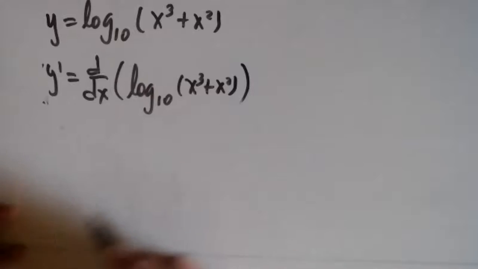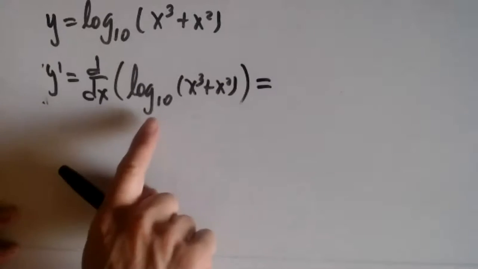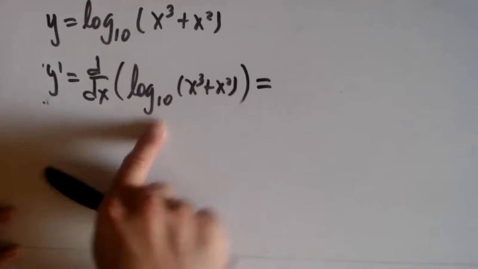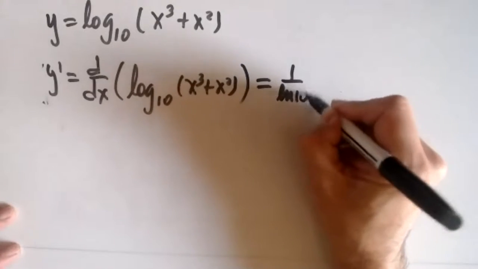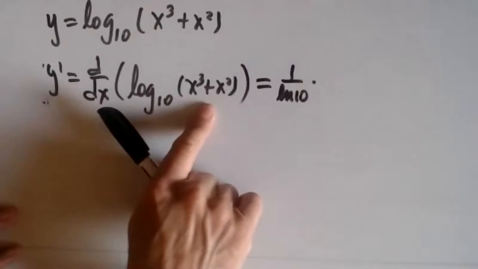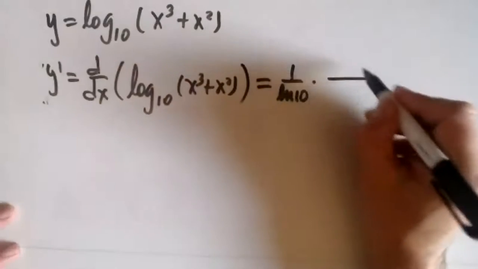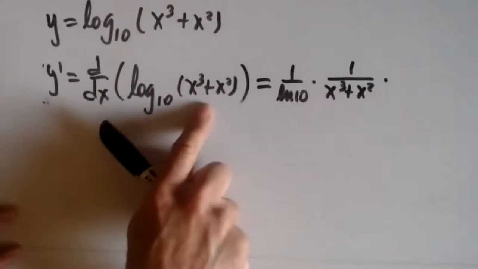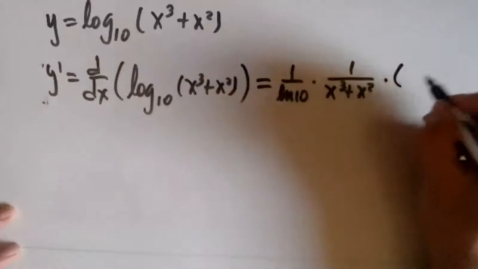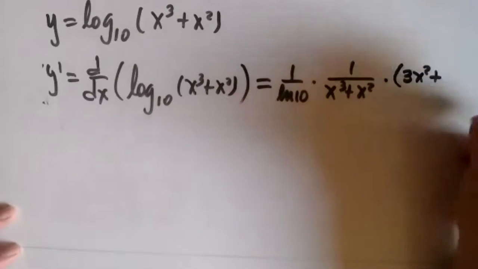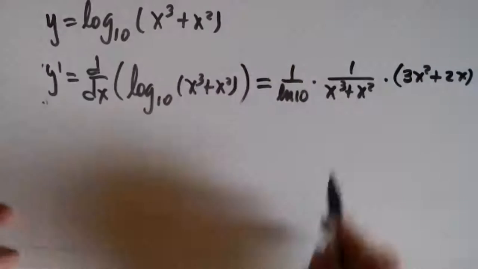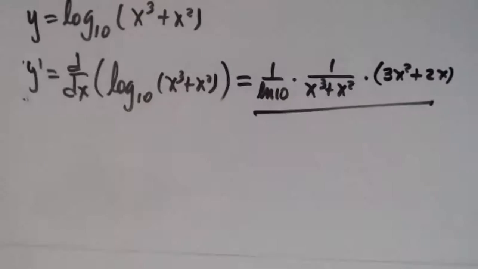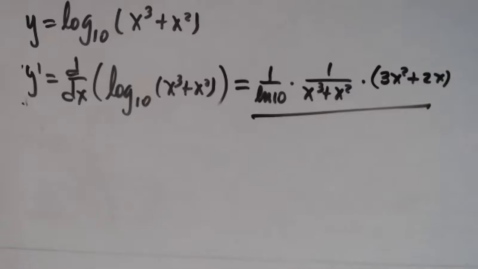This is going to be simple. Reciprocal of the natural log of this base, 1 over ln 10. Reciprocal of the thing inside the log, 1 over x cubed plus x squared, times the derivative of the expression inside the log: derivative of the cube, 3x squared, derivative of the square, 2x. That's my answer. Correct? Not a big deal. So remember, I'm going to write my formula again, in a different color.